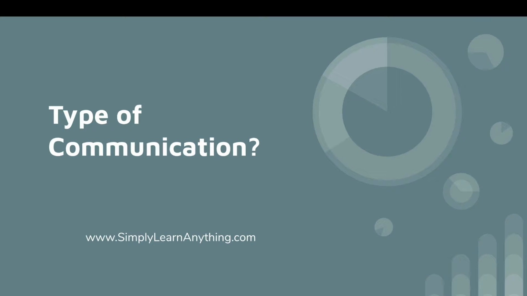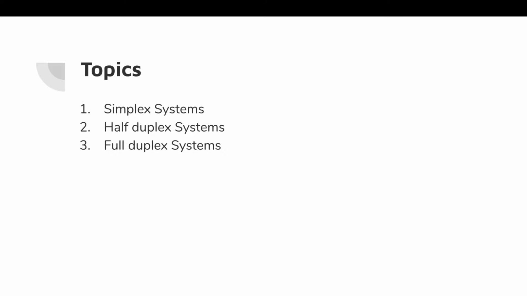Today I'm going to discuss the types of communications in computer networks. So let's see what the topics for today are. We have three topics to cover today. The very first one is the simplex system, then the half duplex system, and at last we'll see the full duplex system. So what are these systems basically?